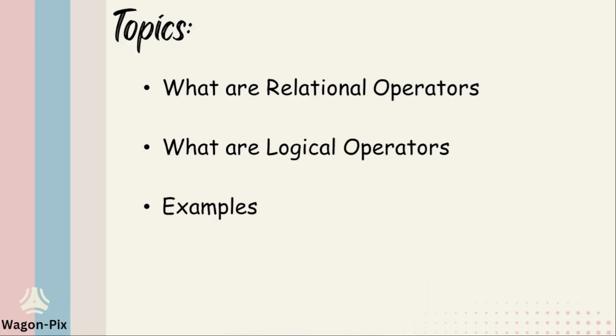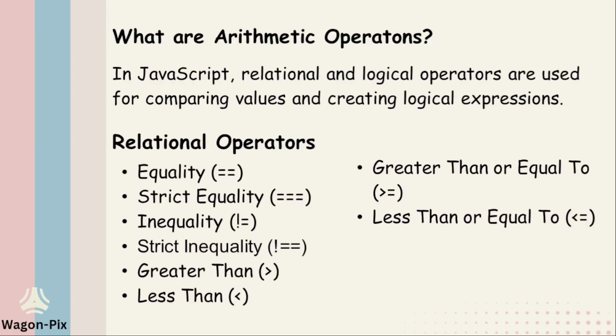The topics which we'll be covering are what relational operators and logical operators are, and we'll see some examples, applications of these operators, and what these operators are used for. About the definition, in JavaScript, relational and logical operators are used for comparing values and creating logical expressions. To explain briefly, wherever we have these operators, if we consider that as an expression, the output of that expression will be either true or false. It's as simple as that.